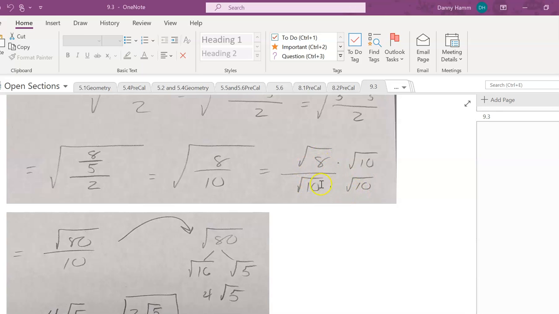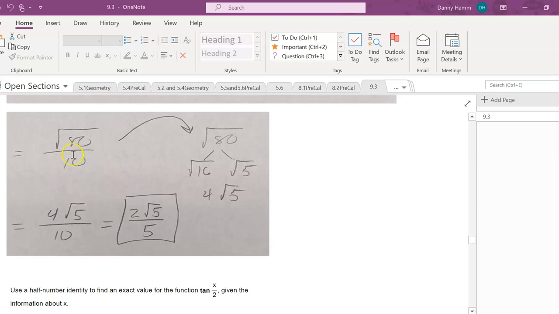So I just multiply by rationalizing on the bottom, and then we're able to find the highest perfect square that goes into 80, which is 16. So the square root of that is 4. I can't take the square root of 5. And then I can reduce that with the 10 on the bottom.